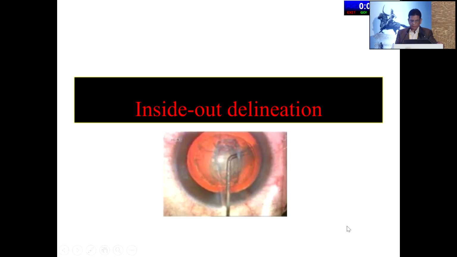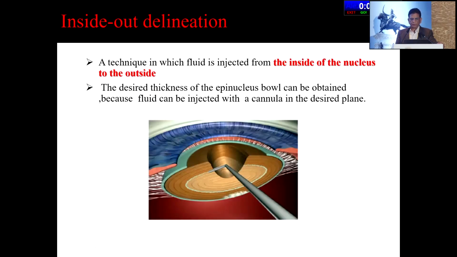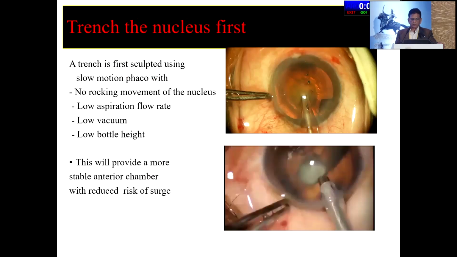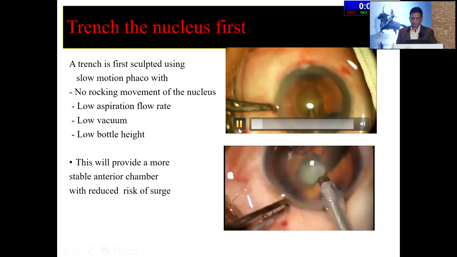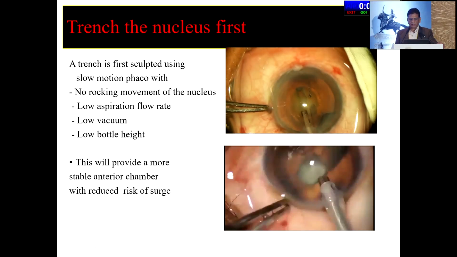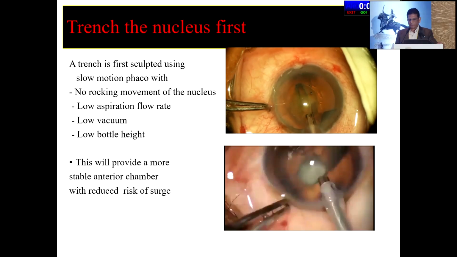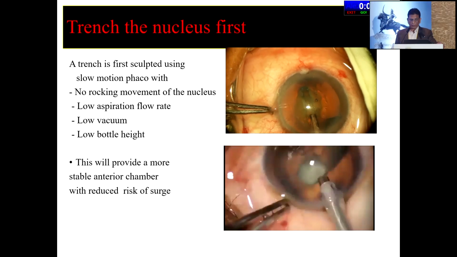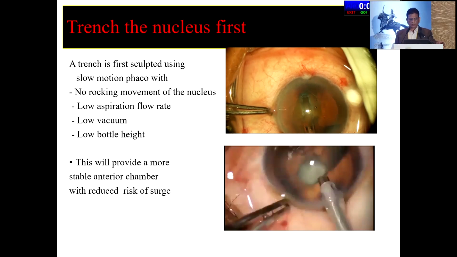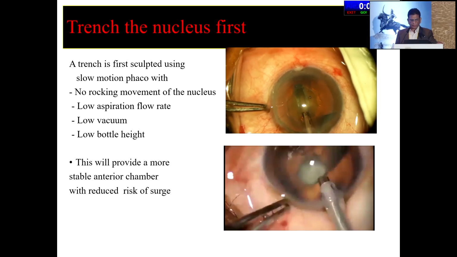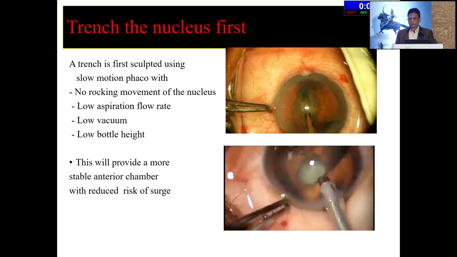Now what is inside out delineation? This is a very simple technique in which the fluid is injected from inside of the nucleus to the outside. The desired thickness of the epinucleus ball can be obtained because fluid can be injected with a cannula in the desired plane. Now come to the procedure. First, after rhexis, one trench is made into the center of the nucleus. Though the nucleus is very soft, so it is very easy to make a trench, there should not be any rocking movement of the nucleus. Phaco should be done with low aspiration, low vacuum, and low bottle height. This will provide a more stable anterior chamber with reduced risk of surge.